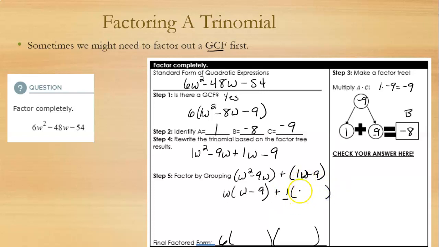1w divided by 1 is just 1w. Negative 9 divided by 1 is just negative 9. These match as they should. So we take that out as our common factor, and that leaves me with w plus 1. We're not going to worry about checking our answer today.